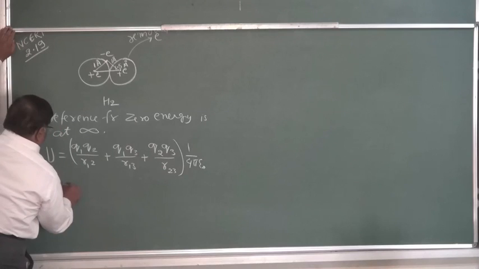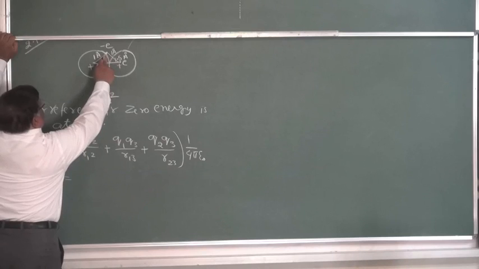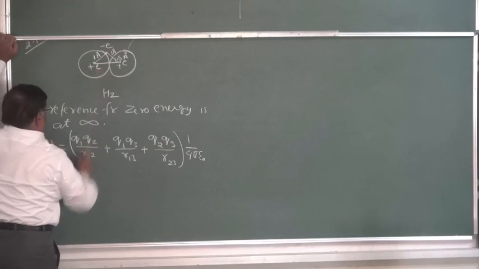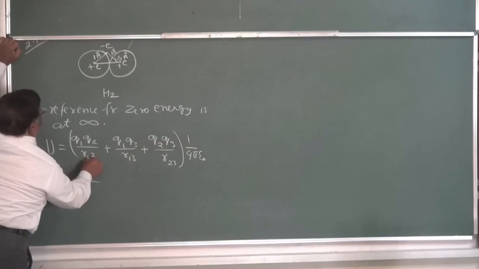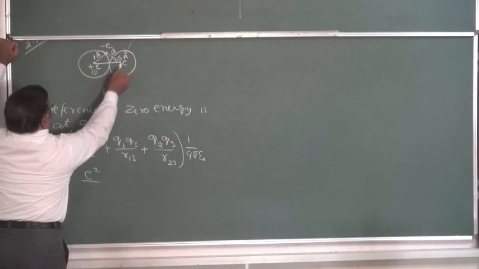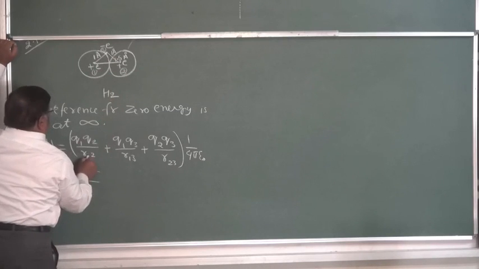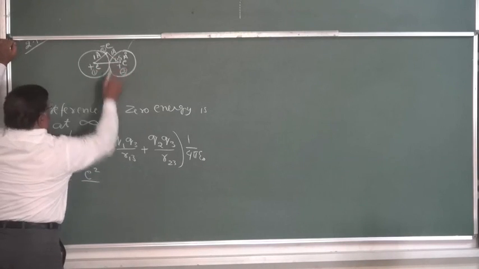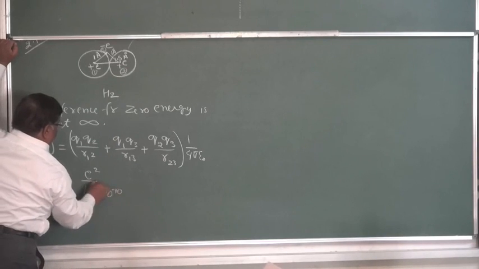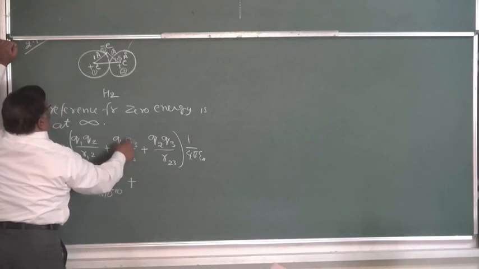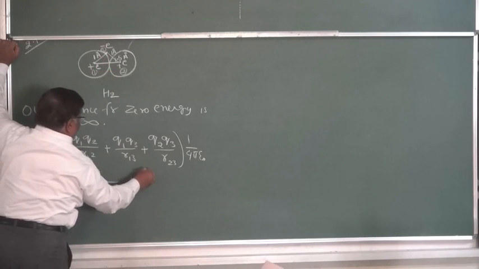What are the values? Q1, Q2, Q3, all 3 are E, so we can always put it as E. E square upon R12. If this is particle 1, this is particle 2, this is particle 3, then how much is 1, 2? 1, 2 is 1.5 angstrom, 1.5 into 10 to the power minus 10, plus E square upon 1, 3.